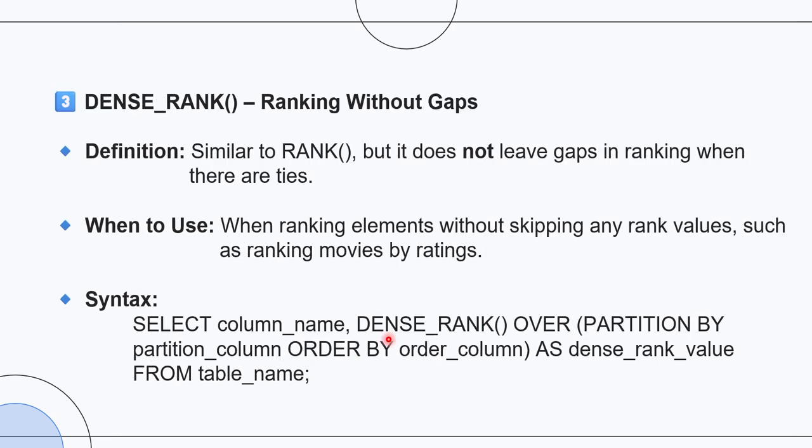Dense rank, the third function, is dense rank. Dense rank also assigns the same rank to duplicate values, but unlike rank, it does not skip the next rank. So if two employees share rank 2, the next employee receives rank 3. The syntax is the same, here we have used the dense rank function.